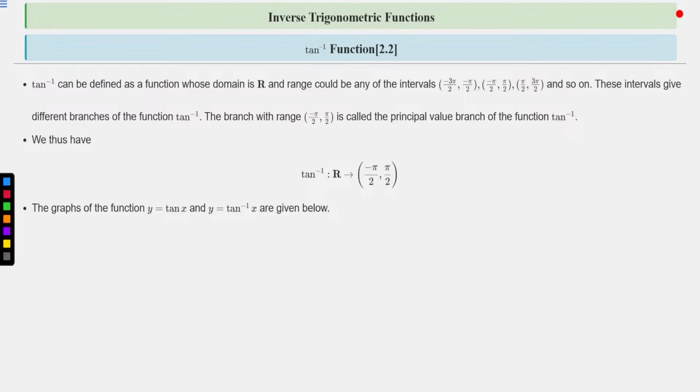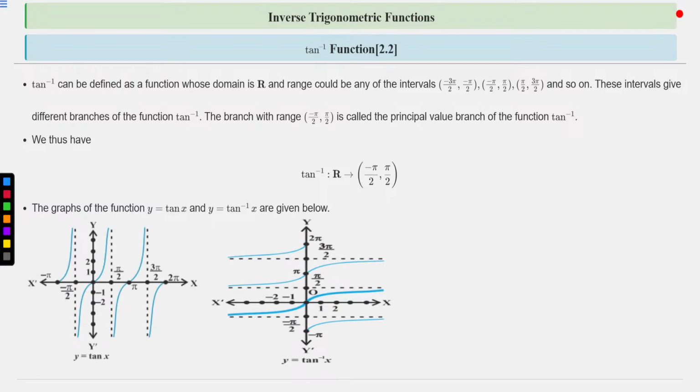So the graphs of the functions y is equal to tan x and y is equal to tan inverse x are given below. This is the graph of y is equal to tan x, and by just interchanging the axes, we can find the graph of y is equal to tan inverse x, right? Got it?